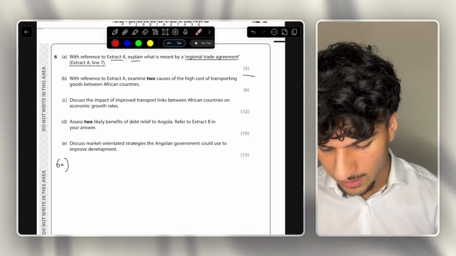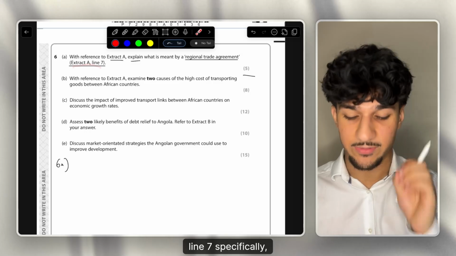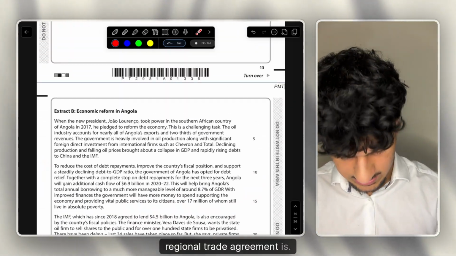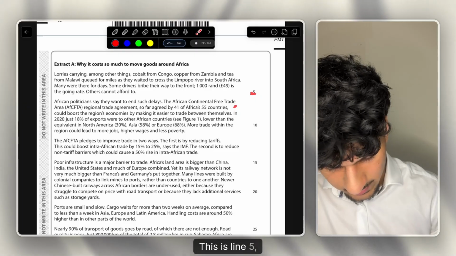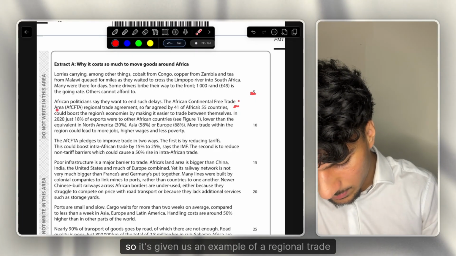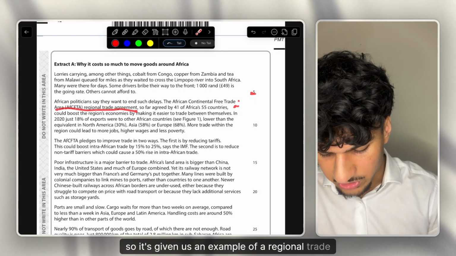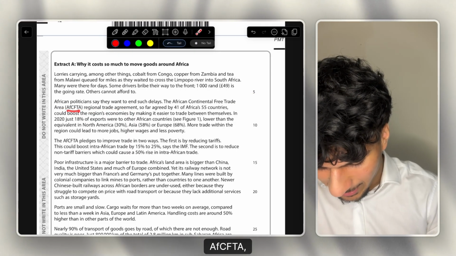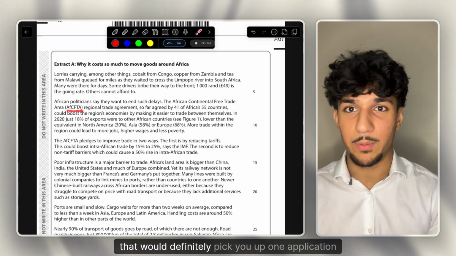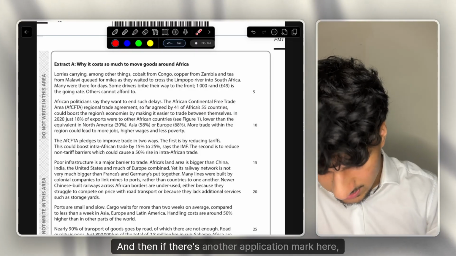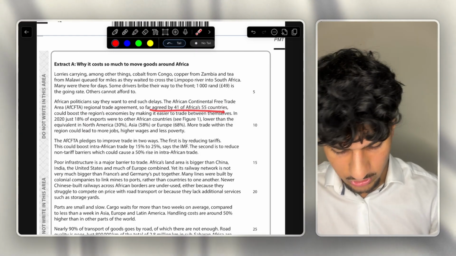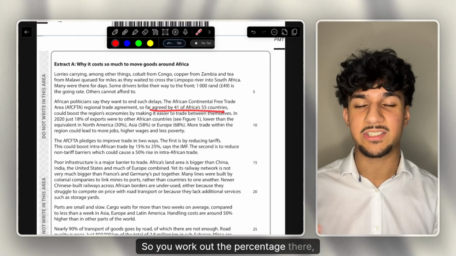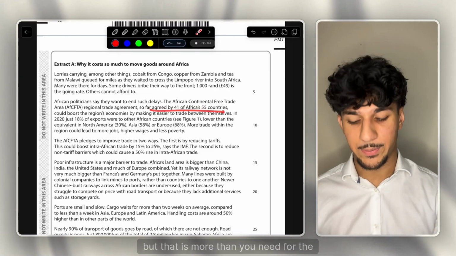So let's go to Extract A, line 7, specifically to try to find some application to back up what a regional trade agreement is. So this is line 5, this is 6, 7, and look here, it's given us an example of a regional trade agreement, AfCFTA. That would definitely pick up 1 application mark. And then if there's another application mark here, it's also so far agreed by 41 out of 55 countries. So you work out the percentage there, but that is more than you need for that application.